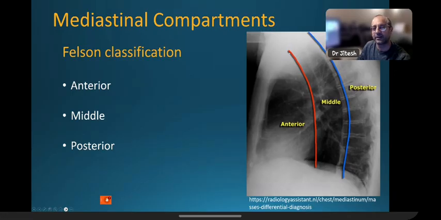The anterior compartment is defined when we draw an imaginary line from the anterior wall of the trachea and behind the heart. Then we draw a second line, which is 1 centimeter behind the anterior margin of the vertebral body. This was the middle mediastinum. Anything anterior to the first line was the anterior mediastinum, and behind this blue line was the posterior mediastinum. So this was based on the lateral chest radiograph.